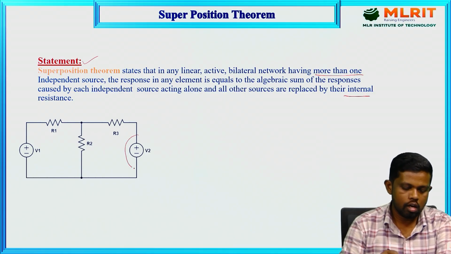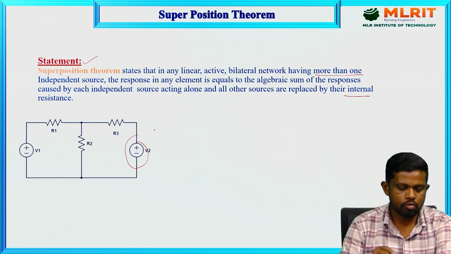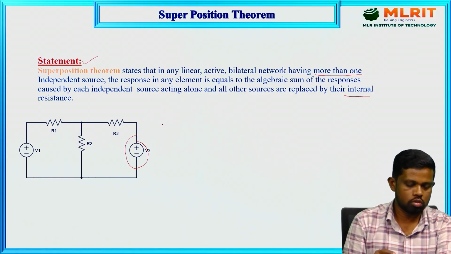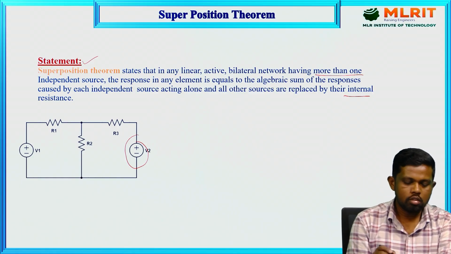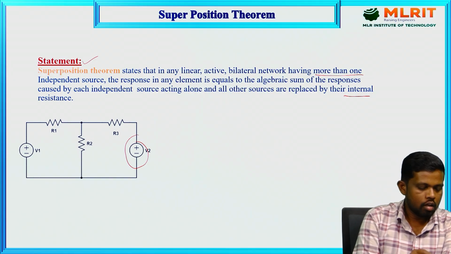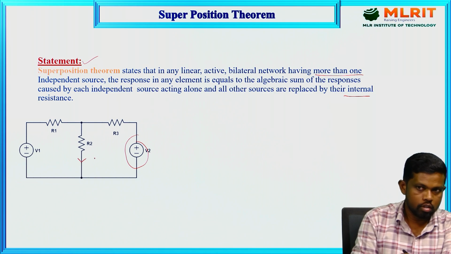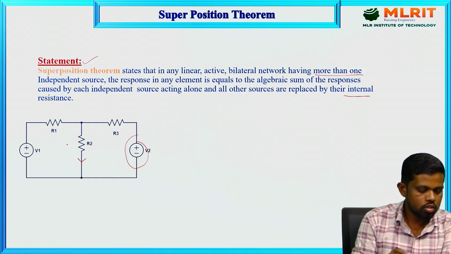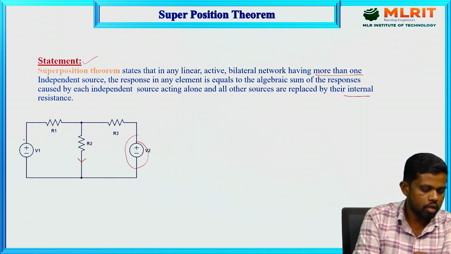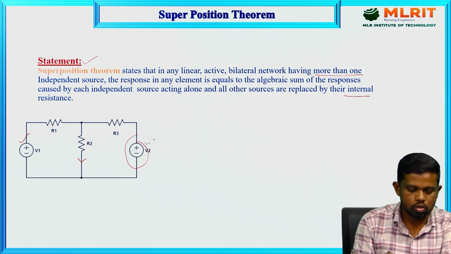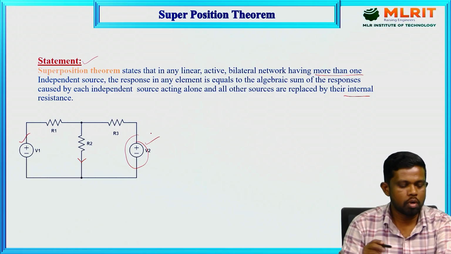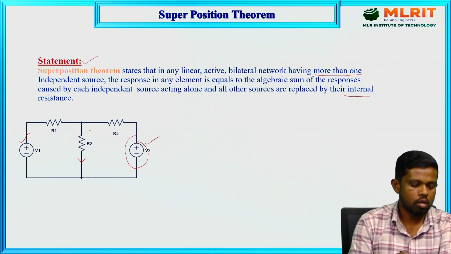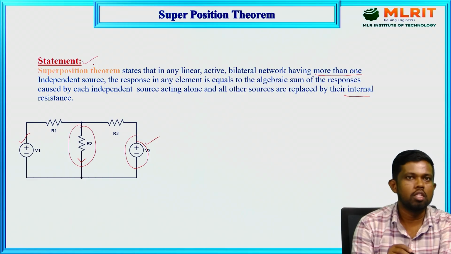If a source has an internal resistance, we can simply replace the source by that resistance. Take a two-source network, with a V1 source and a V2 source. We need to get the response at one particular element. First we get the response due to one source, and then the response due to the other source. After that we add the two responses. That is the total response of the corresponding element, which is what the superposition theorem is telling us.